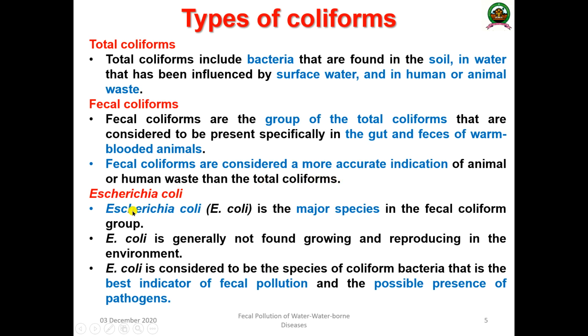Next is Escherichia coli, one of the group of fecal coliforms, commonly present in all aquatic ecosystems. But it is not commonly found growing and reproducing in the environment. E. coli cannot easily grow and reproduce in the environment. It is commonly present as a coliform in warm-blooded animals, and E. coli is considered the species of coliform bacteria that is the best indicator of fecal pollution and the possible presence of pathogens. Wherever you see E. coli, that type of water is contaminated.